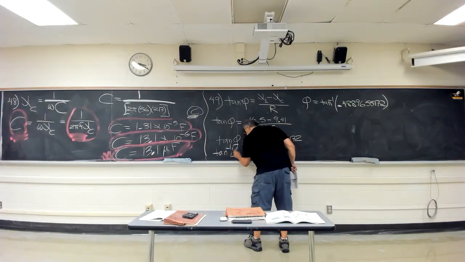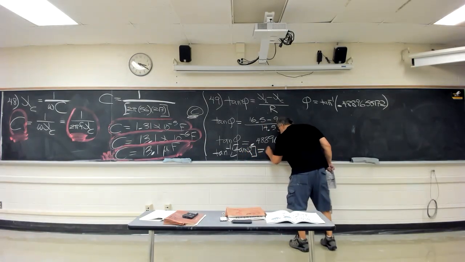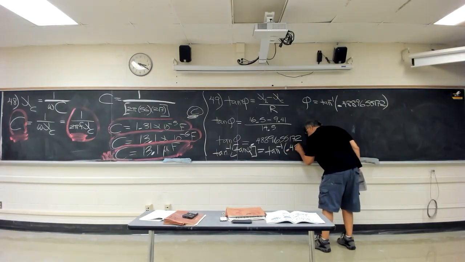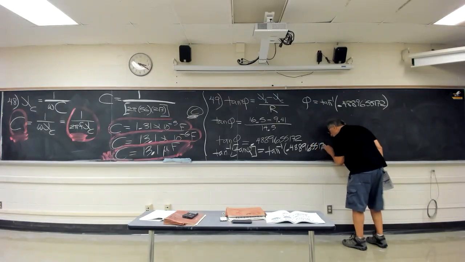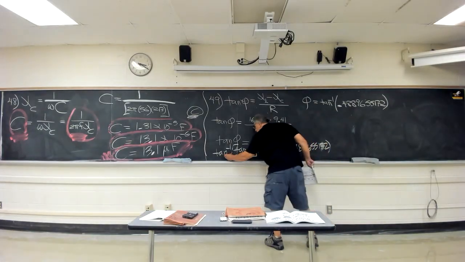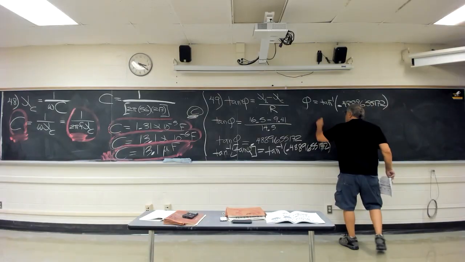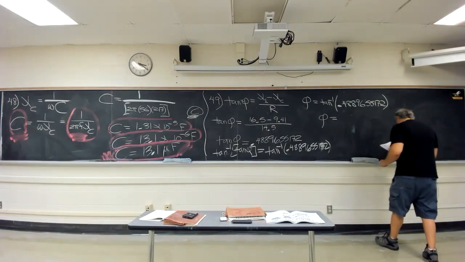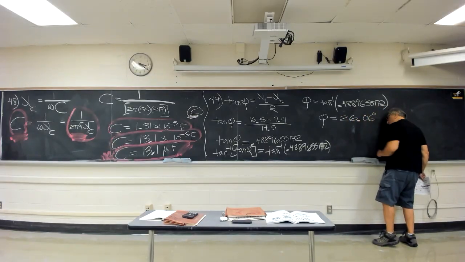Get the inverse tangent of the tangent function. Get the inverse tangent of this mess. The inverse tangent of the tangent function is phi. The inverse tangent of this is this. We're dealing with degrees, not radians, right? We're getting 26.06 degrees.